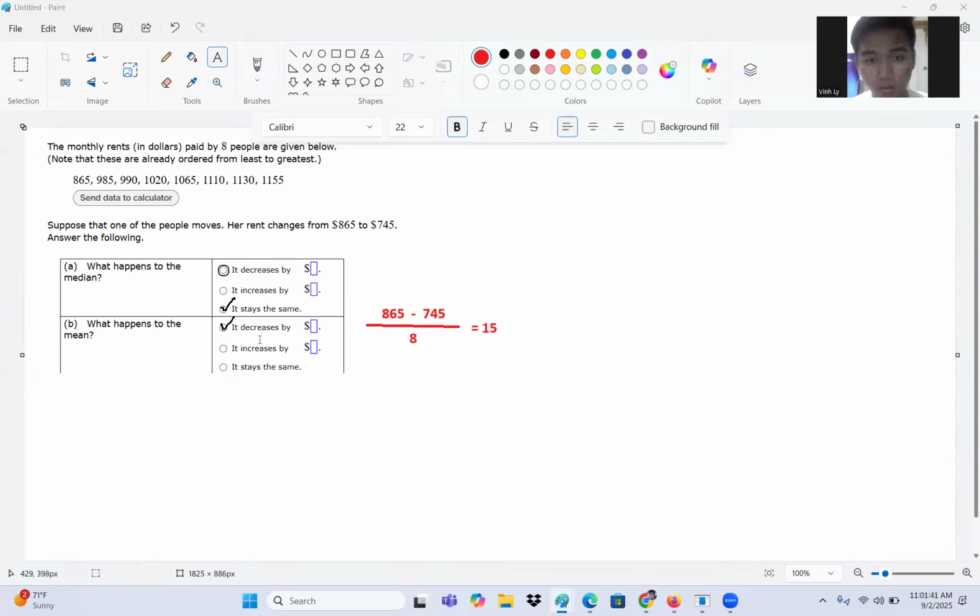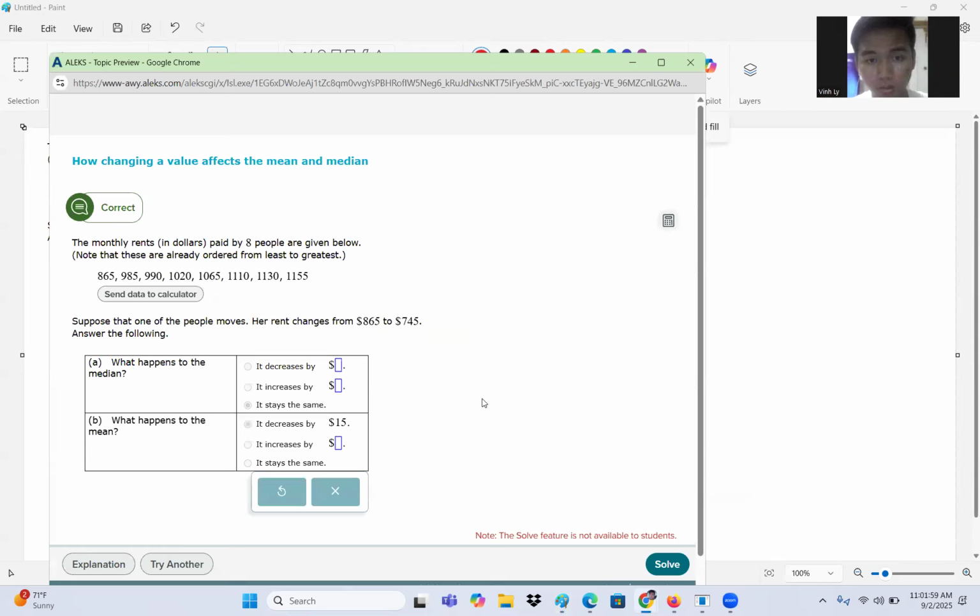Like I said, the question doesn't ask you to find the new average. The question only asks how much the average is going down, right? So we just simply subtract them and divide by 8. That's the fastest way you can do it. All right, let me just go up to the next one.